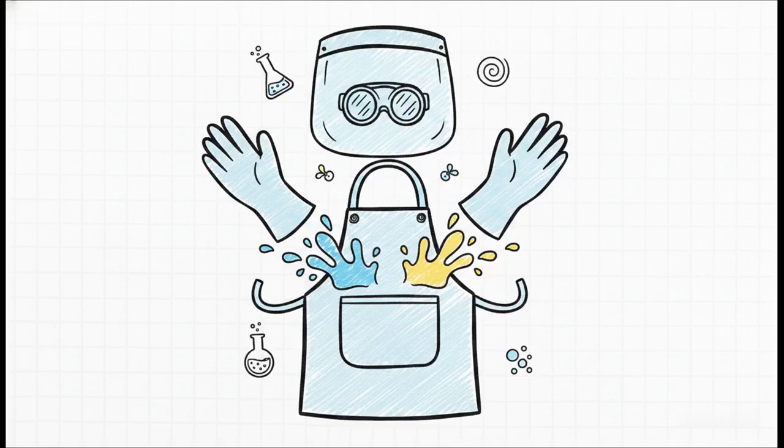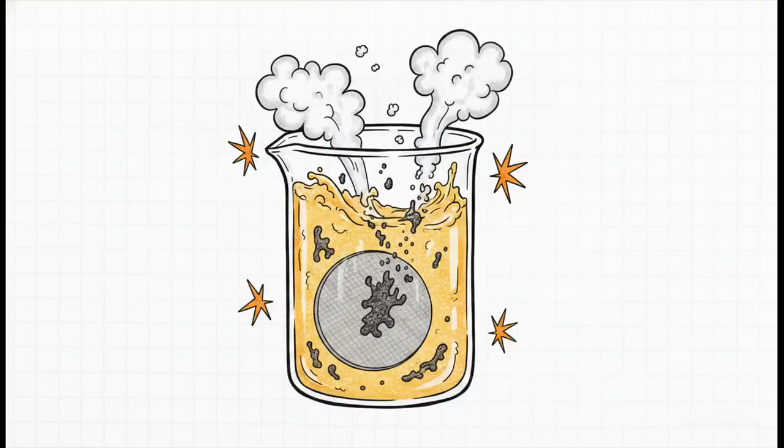These chemicals aren't just soap and water. They are designed to violently destroy organic matter. Specifically, Piranha and RCA cleans use exothermic boiling acid mixes to violently strip away organic contaminants by oxidizing them into CO2 gas. By using this boiling mix of sulfuric acid and hydrogen peroxide, any rogue organic material left on the wafer is literally burned away into carbon dioxide, leaving the silicon flawlessly pure.